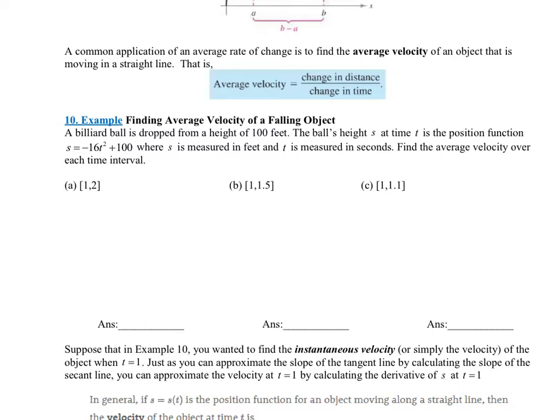ball is dropped from the height of 100 feet. The ball's height s at time t is the position function s of t equals negative 16t squared plus 100. I'm just going to give you a little insight into this formula. You will see it later on.